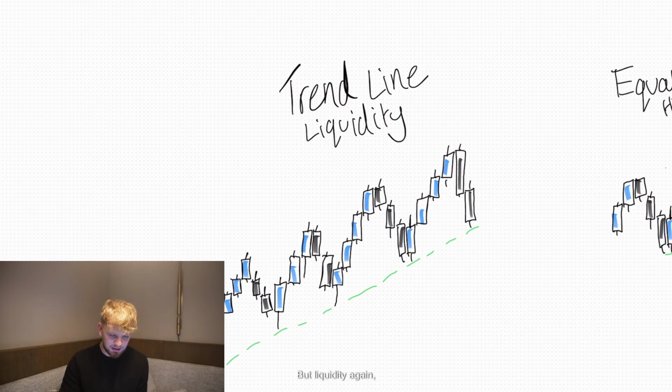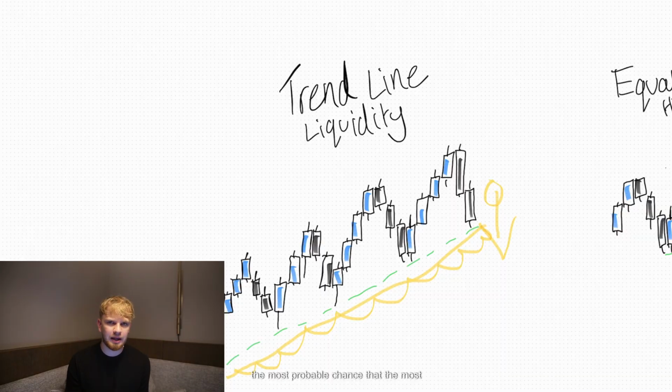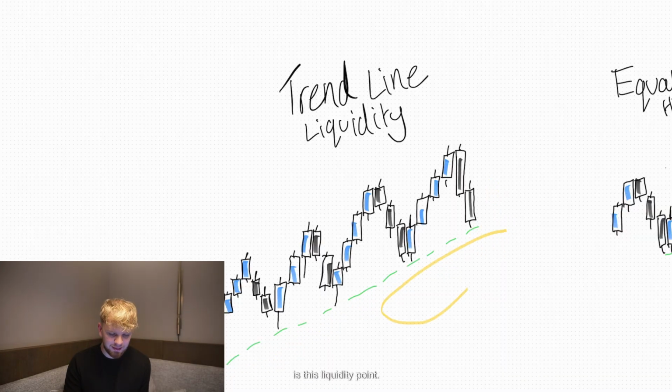But again, this is an example of trendline liquidity. So we can simply draw a perfect trend line like this here. What does this mean? This means that there is lots of liquidity resting below in the markets. Therefore, if you were to get a short position right here for whatever reason, the most probable area that price action will be drawn to is this liquidity point.